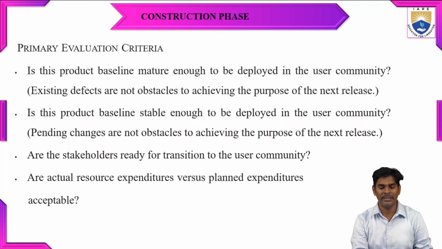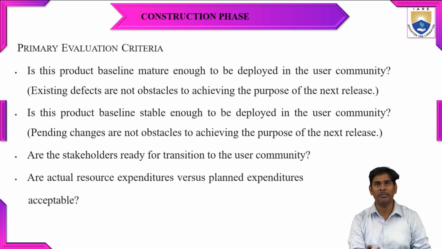The first one is they need to check whether this product baseline is mature enough to be deployed to the user community. It means they need to check that the existing defects are not an obstacle to achieving the purpose of the next release. So here, whenever they plan for releases, if any risk arises, they should not stop releasing the accurate software product.